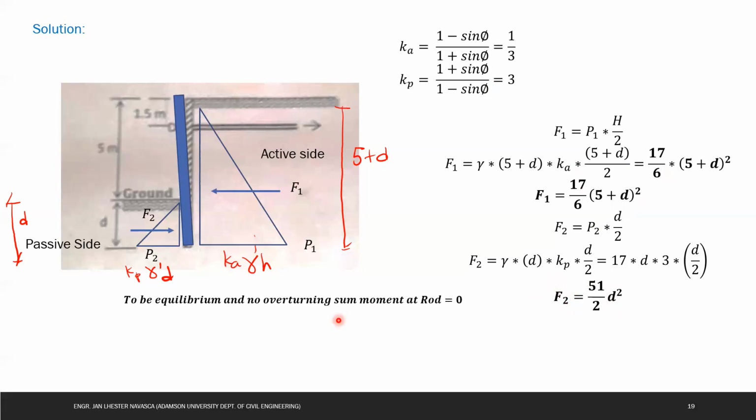Okay. So to be in equilibrium and no overturning, the sum of the moment at the rod, at this point, will be 0. So summing moment at the rod, okay, at this point at the rod. So let's solve the unknown lengths first. What are the unknown lengths? The distances of F sub 1 and F sub 2 from the rod.